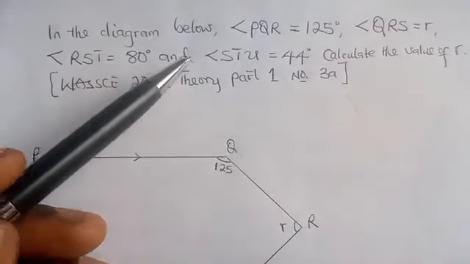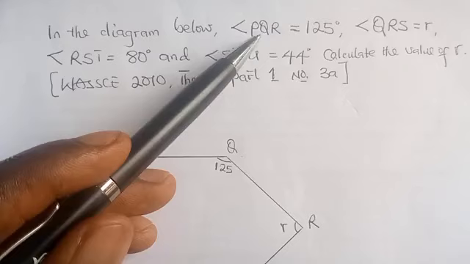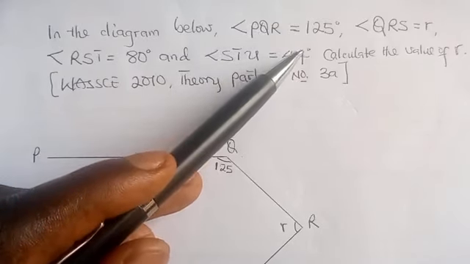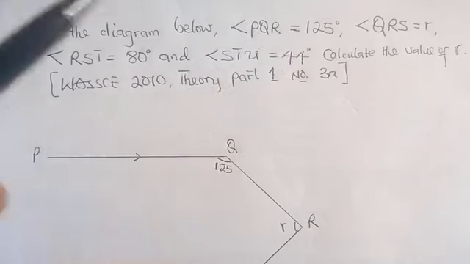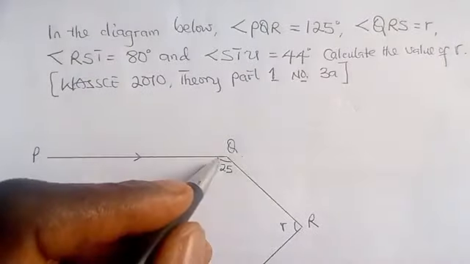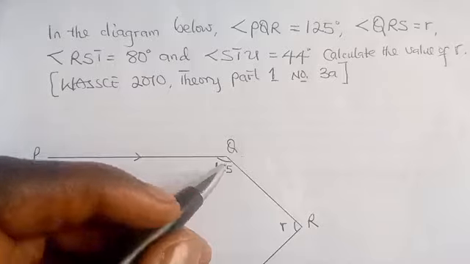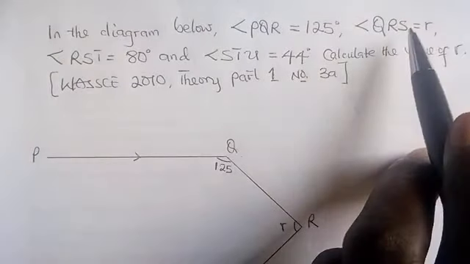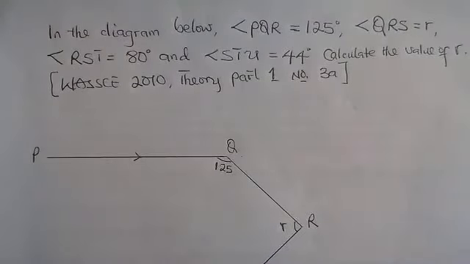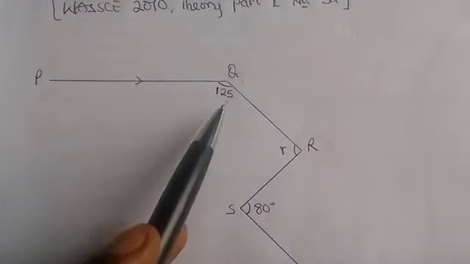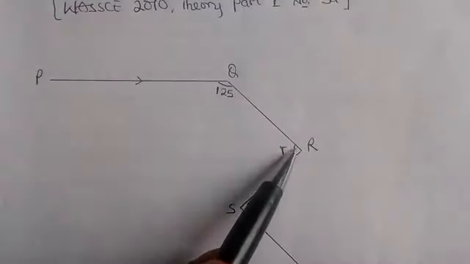In the diagram below, angle PQR is equal to 125 degrees. That is this angle here, PQR. Then angle QRS is equal to R. That is, QRS is equal to R.